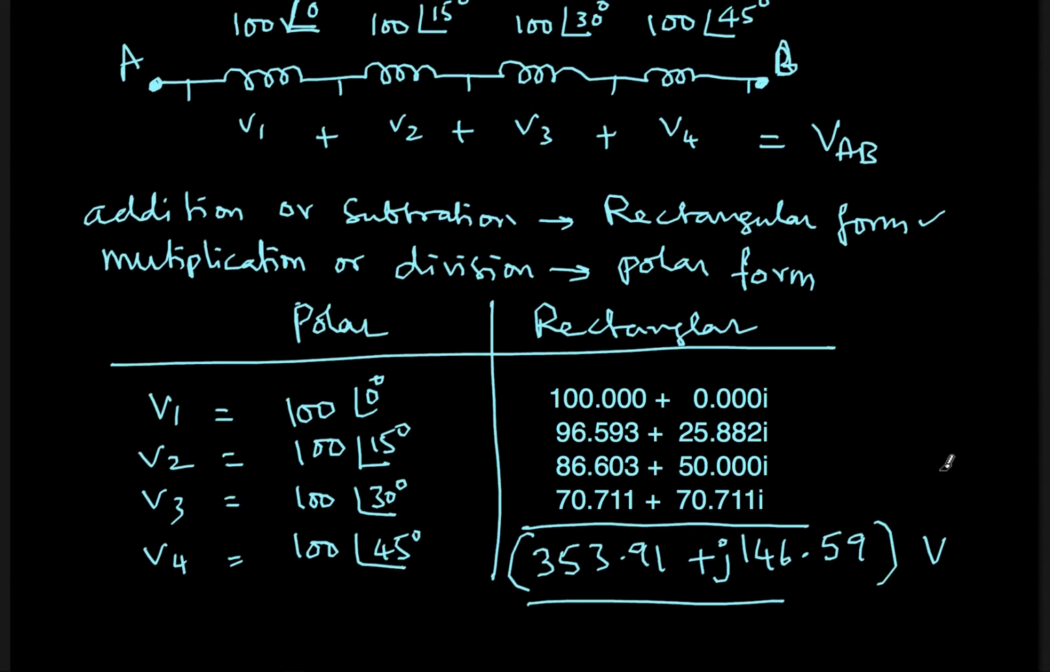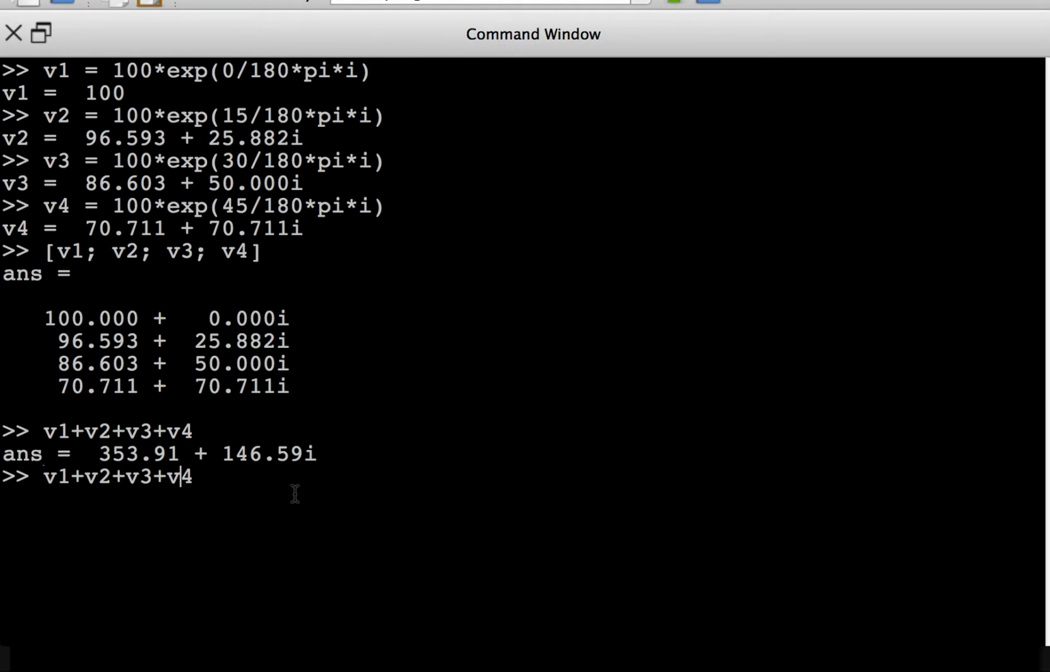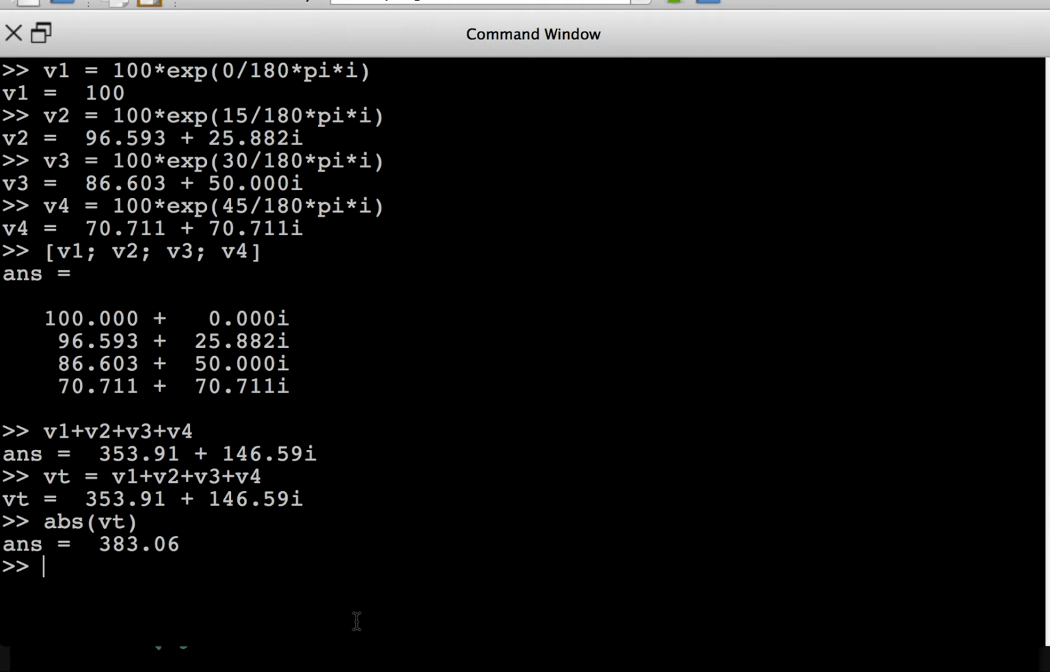But then, what exactly is the value of the voltage? I can convert this back into polar form. Let me show you how to do that. I'll store everything into VT, that is total voltage. Now how to get the absolute value? Simply use ABS of VT. This is the command. The absolute value of VT is 383 volts. So I'll write it here: V total is equal to 383.